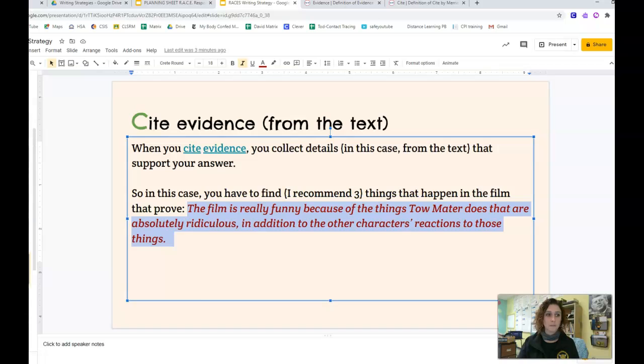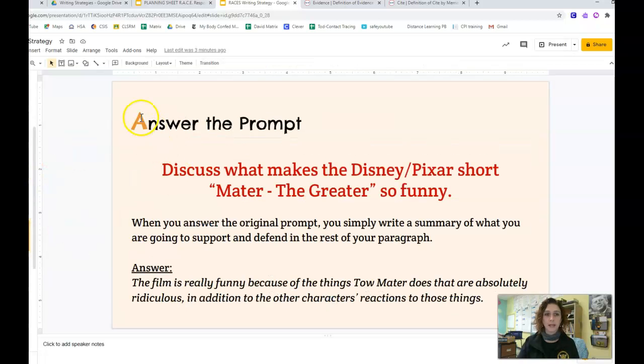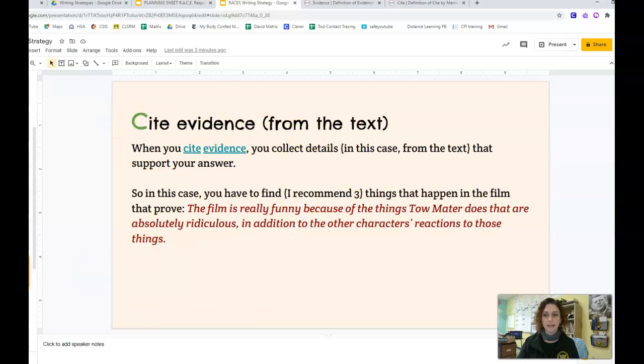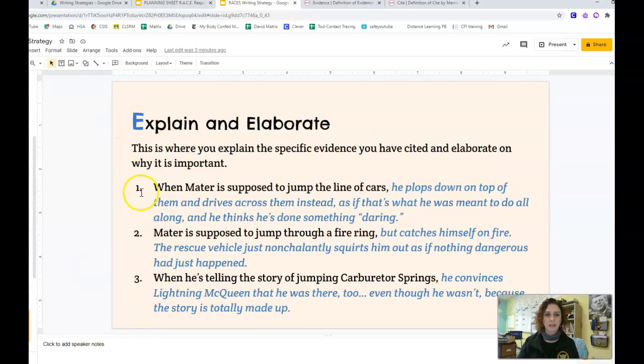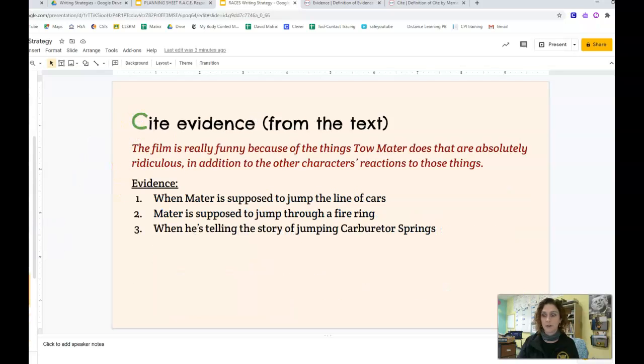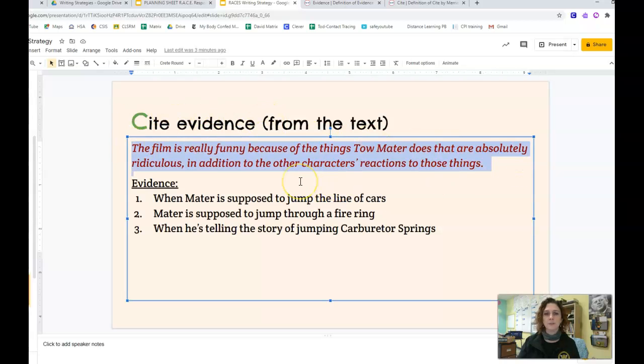C is for cite evidence. R, restate the prompt. A, answer the prompt. C, cite evidence. Which brings us to E. Oops, sorry, I forgot. Backing up. So, cite evidence. If my answer is the film's funny because of what Tow Mater does that's ridiculous and the characters' reactions, then I am going to cite these three things that happen. Okay, my evidence. When Mater's supposed to jump the line of cars, that's my first piece of evidence. Mater's supposed to jump through the fire ring, that's my second piece of evidence. When he's telling the story of jumping carburetor springs, that's my third piece of evidence, okay?